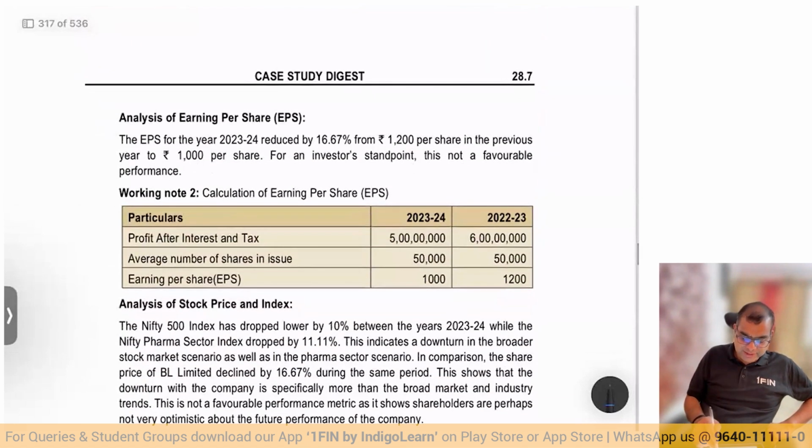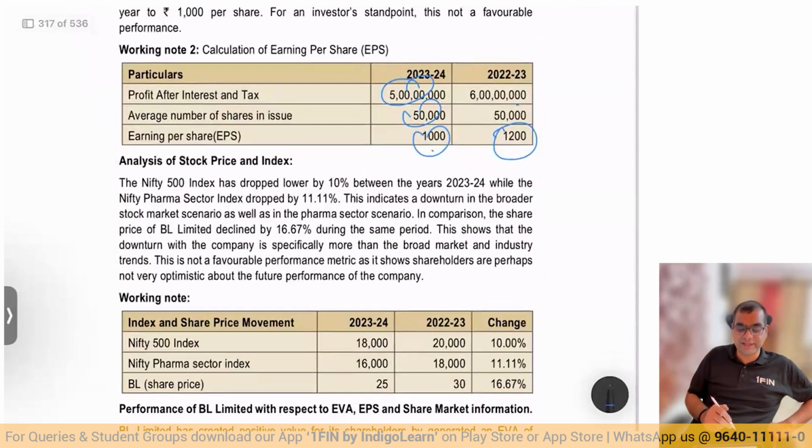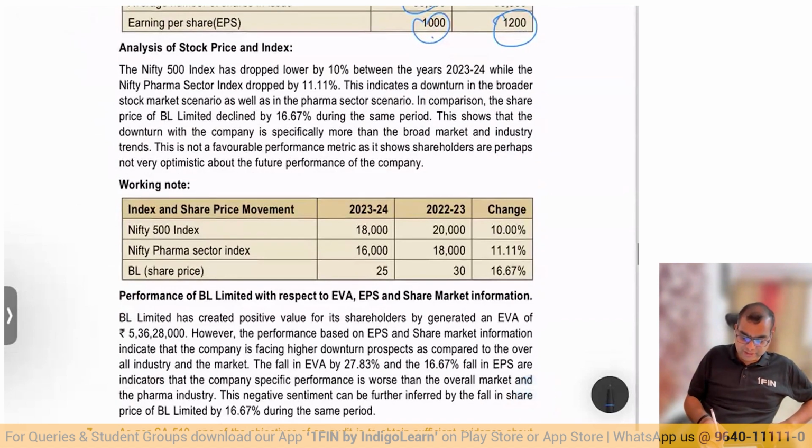Then EPS. What is EPS? You do PAT by share count, you get EPS. So if you see for 22-23, EPS was 1200, it has dropped to 1000. So there is a decline in EPS. Now, what about the stock market? If you see NSE 500, in the second year, it was 18,000 versus 20,000. So it is a reduction of 10%. Pharma index, 18,000, 16,000, reduction of 11%. But this company from 30 to 25, the reduction is 16%. So there is a sharper decrease in the share price.